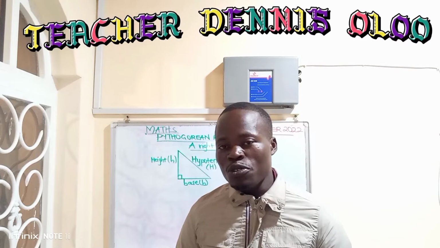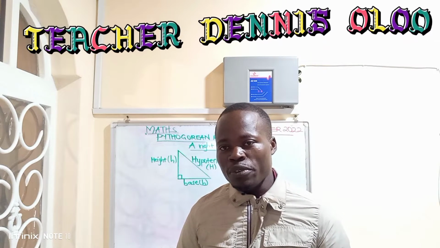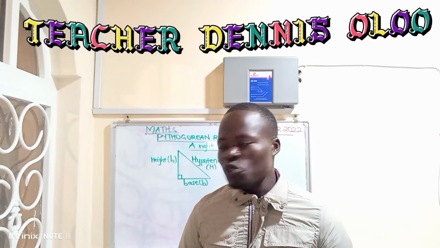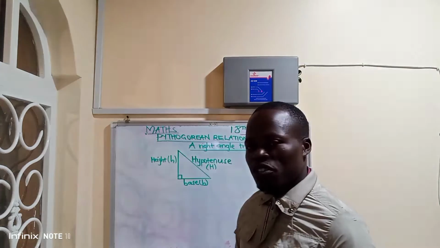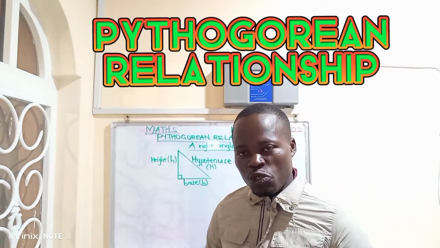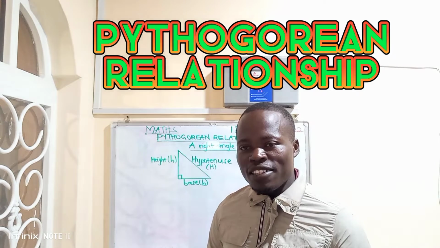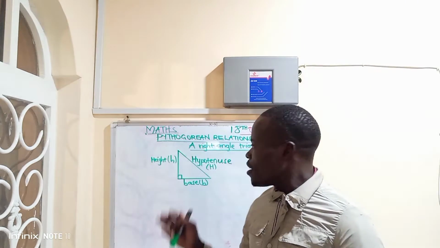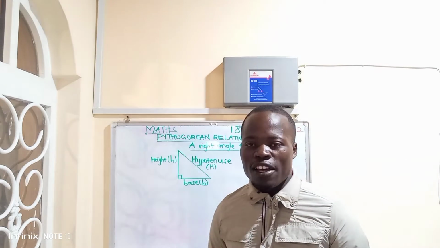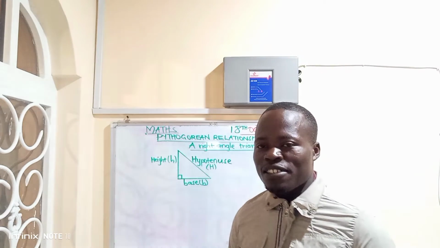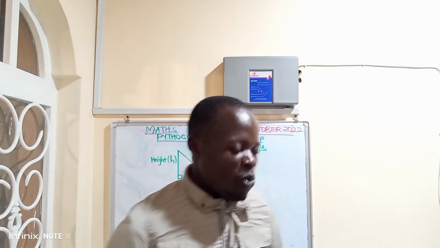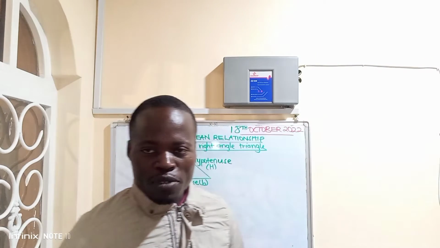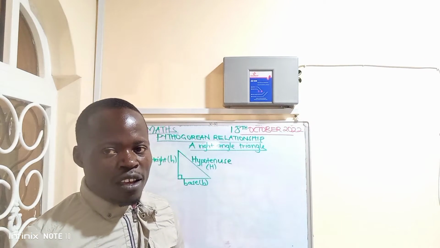I want to take you through what we call the Pythagoras relationship. This is simply a relationship that tries to explain the relationship between the three sides of a right angled triangle. So with me here, I have the three sides of a right angled triangle. And using this relationship, we are going to see the kind of names assigned to these sides.